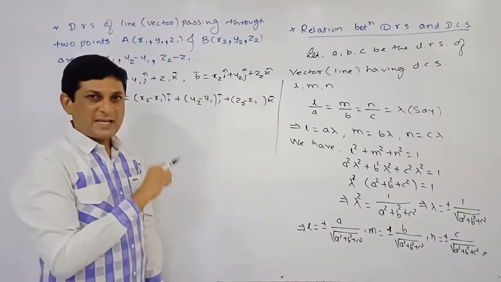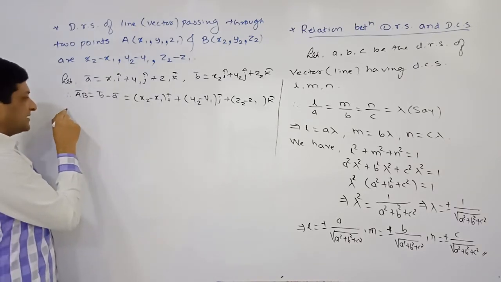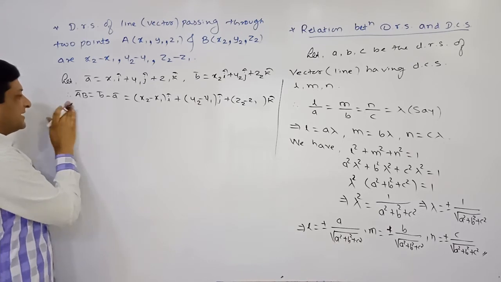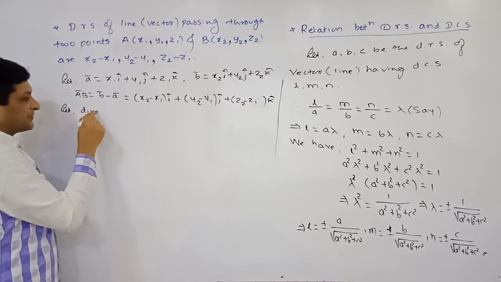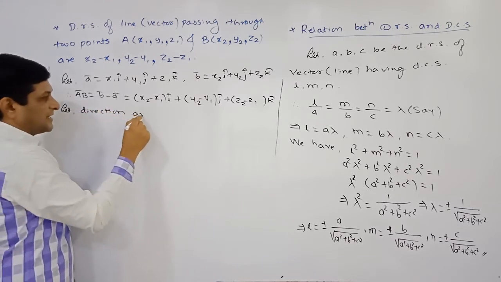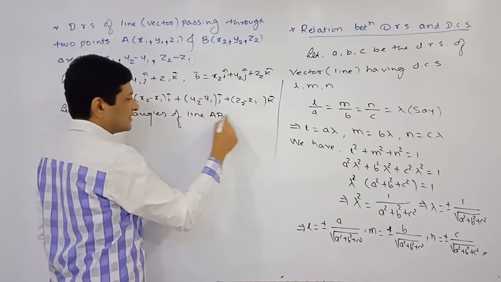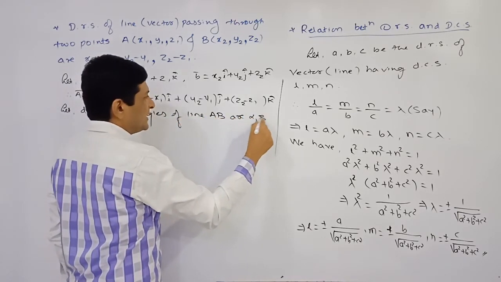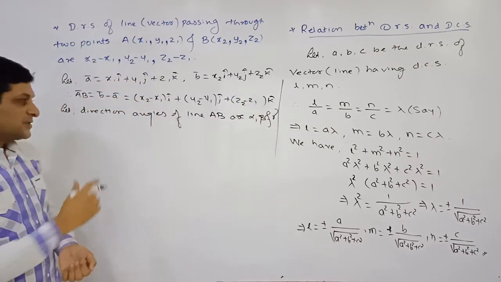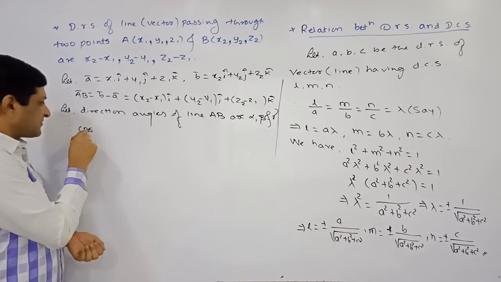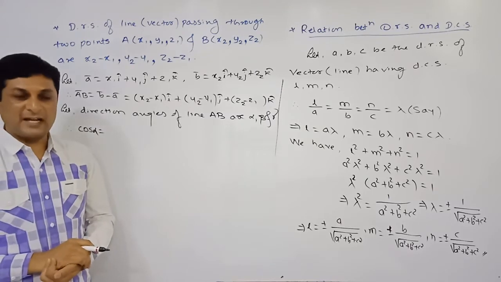Once the value of AB bar is known to us, we are supposing that line AB makes angles alpha, beta, gamma with the x, y and z axes, and such angles are called direction angles. So let the direction angles of line AB be alpha, beta and gamma. We are denoting these angles by alpha, beta and gamma. Therefore we are finding the value of cos alpha. Already we have a formula to find the value of cos alpha.